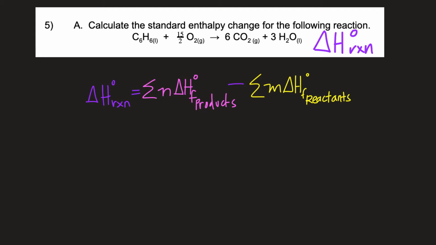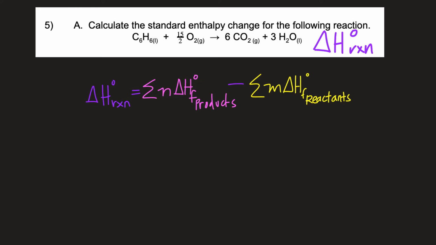This equation says that the standard heat of reaction is going to be equal to the sum of, this symbol, the capital Greek letter delta. The n stands for the number of moles, meaning the coefficient, and you're going to multiply that by the standard heat of formation of each of the products. You'll subtract from that the sum of the coefficient times the standard heat of formation for each reactant. You sum those up, you subtract these two, and that will give you your standard heat of reaction for the combustion of the C6H6.